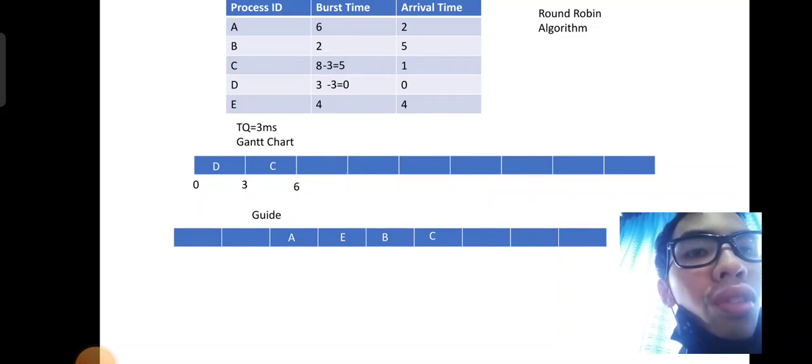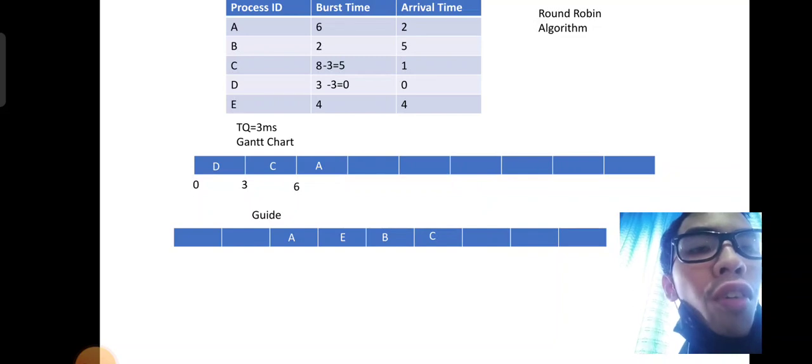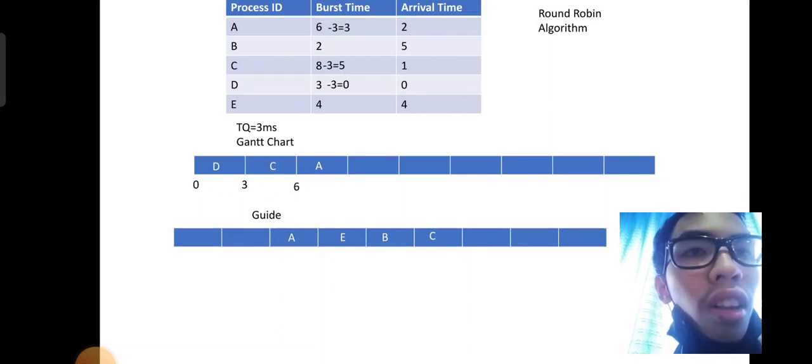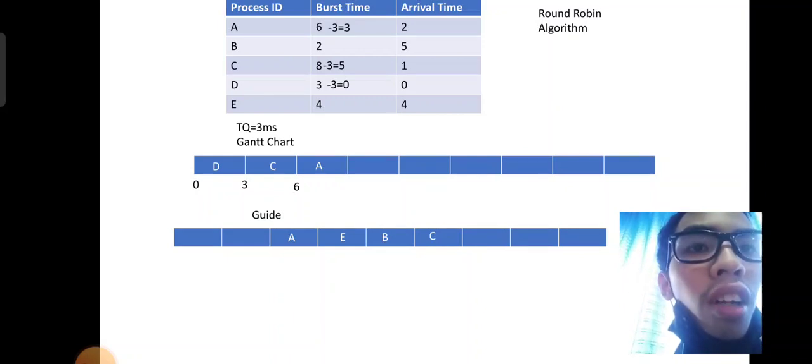Then process A will enter the CPU. Then we will subtract the time quantum or time slice from its burst time. So 6 minus 3 is equal to 3. Then what we subtracted will be added to the time finish of process C. So 6 plus 3 is equal to 9. That is the time finish of process A, 9, in our Gantt chart.